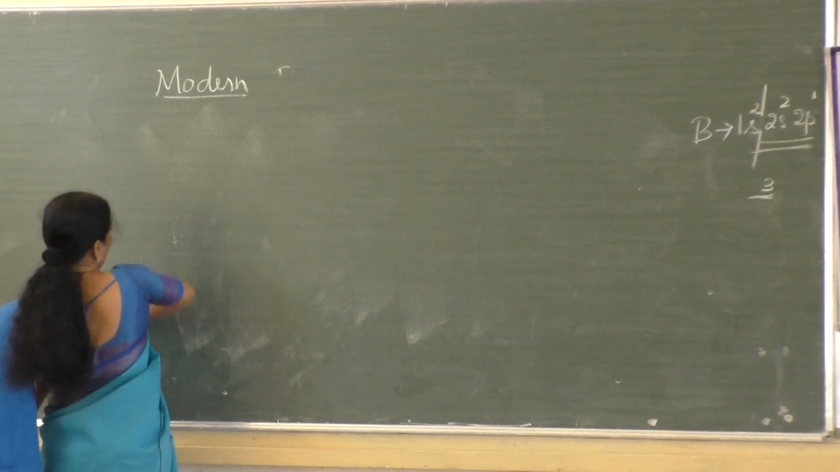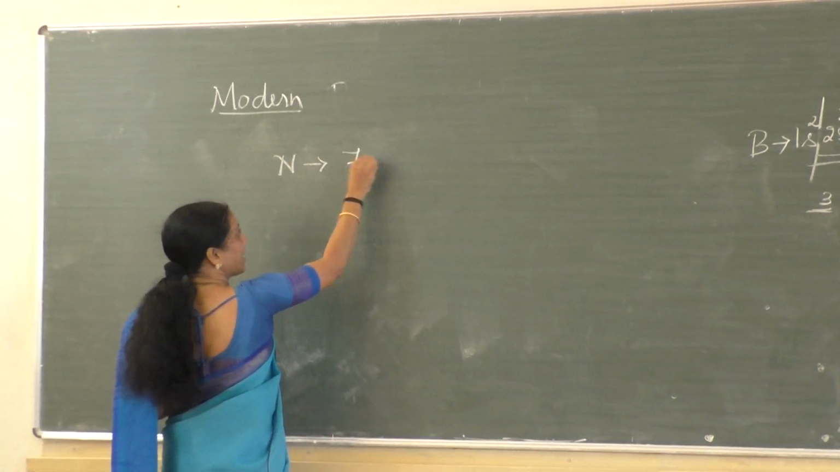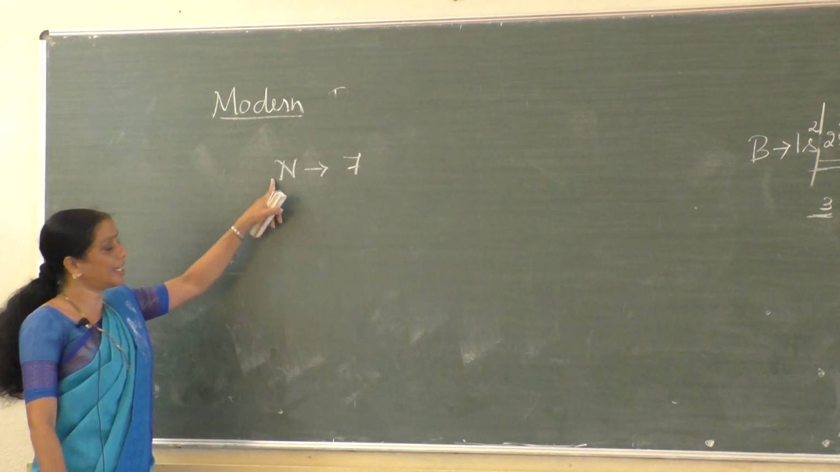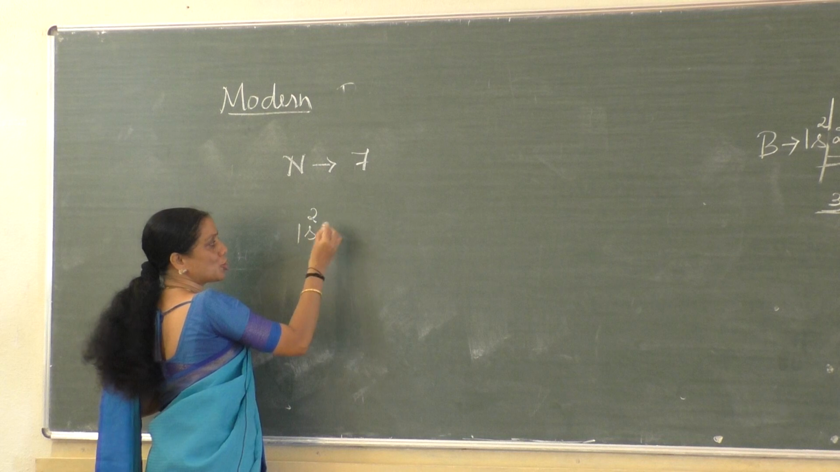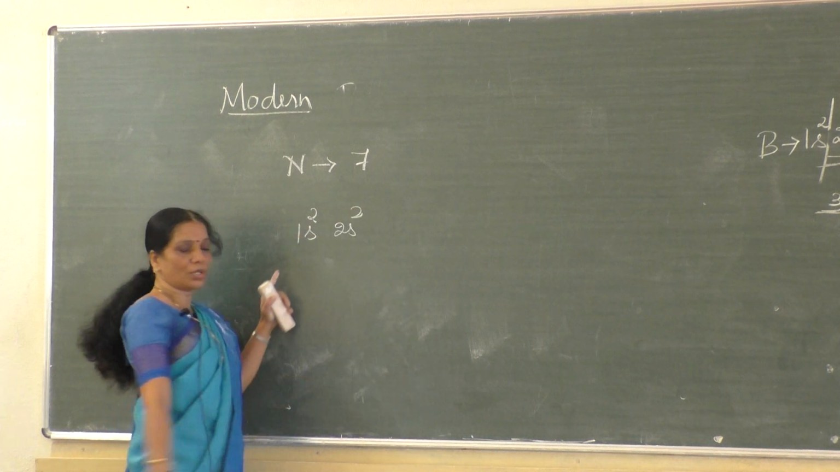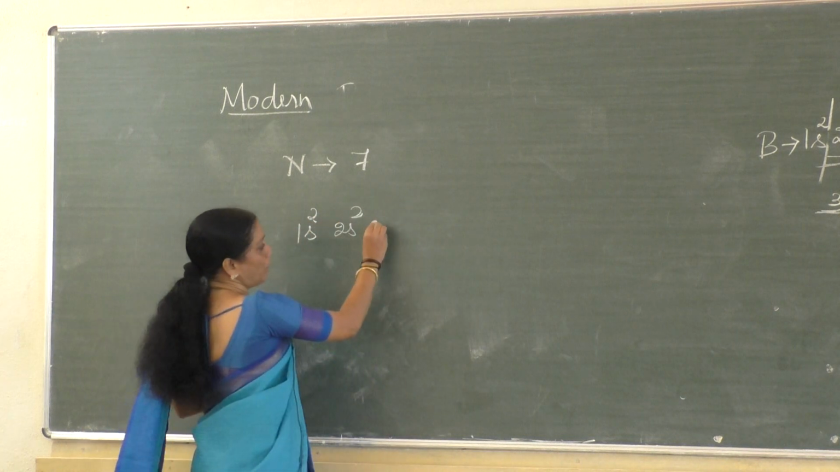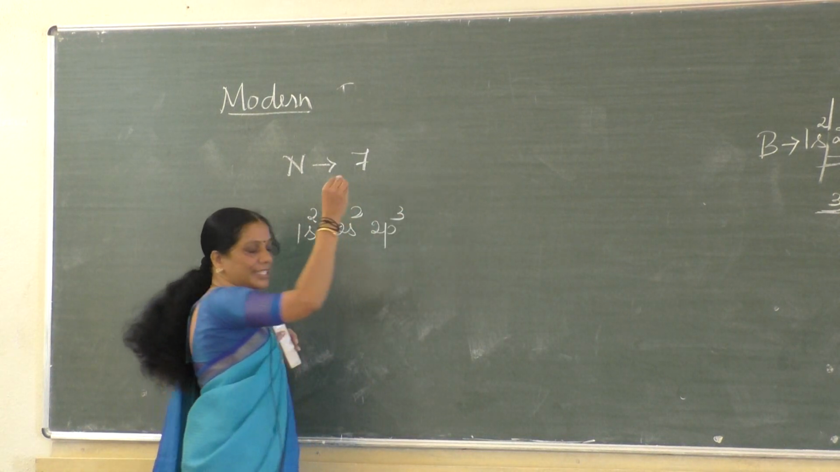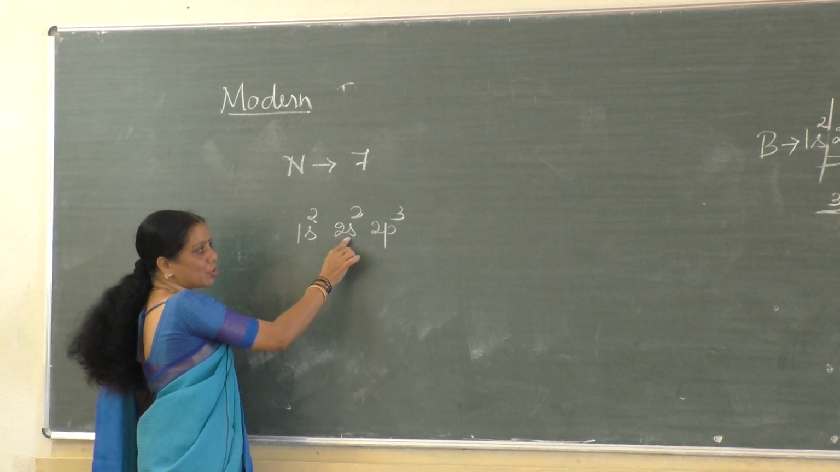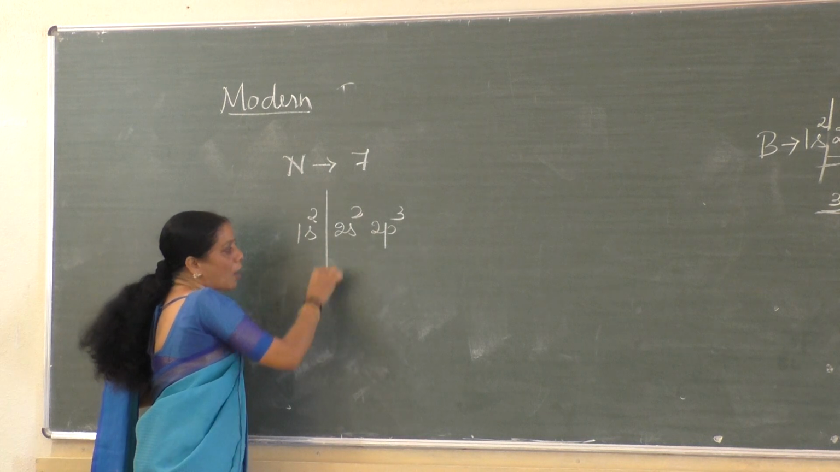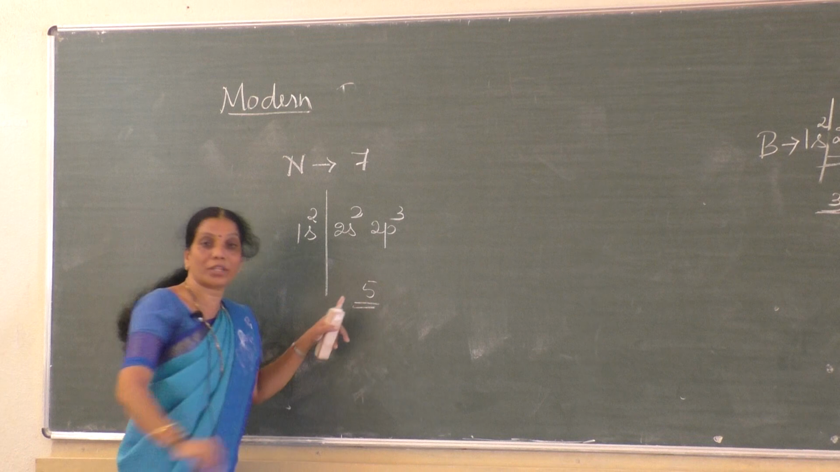If I write nitrogen, what is the atomic number? 7. The atomic number of nitrogen is 7. The electronic configuration is 1s2, 2s2, so 4 electrons are written here, totally 7 electrons, and 3 more electrons enter the second main energy level, the p orbital. 1s2, 2s2, 2p3. The outermost shell contains how many electrons? 5 electrons, isn't it? More than 4.